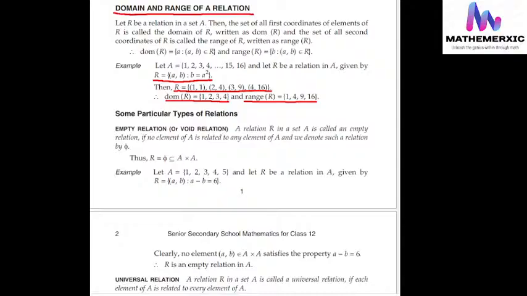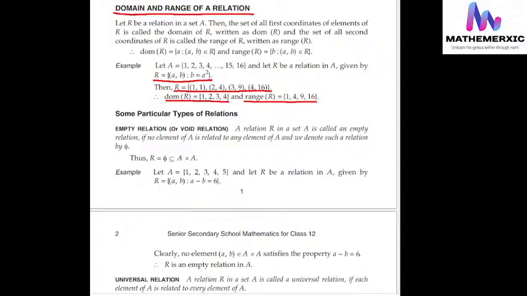In the case of particular relations, an empty relation or void relation: a relation R in a set A is called an empty relation if no element of A is related to any element of A, and we denote such a relation by phi. So empty relation means there is no relation.